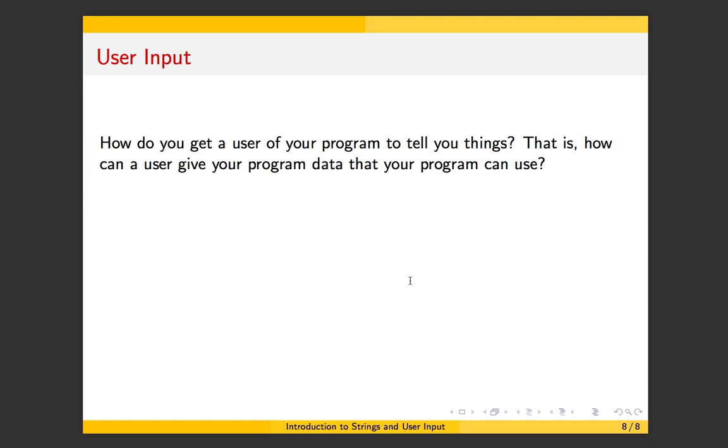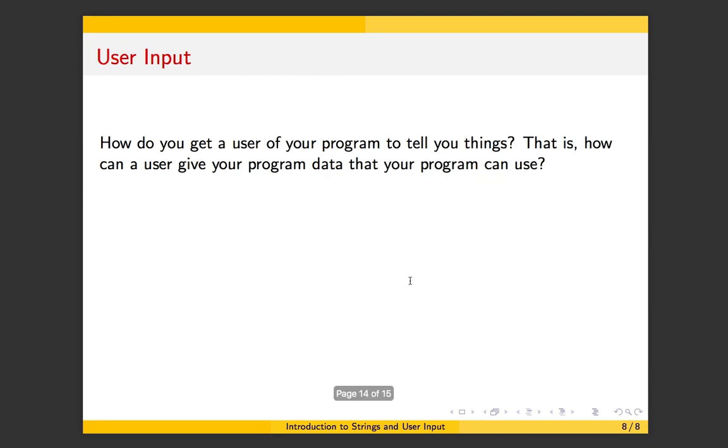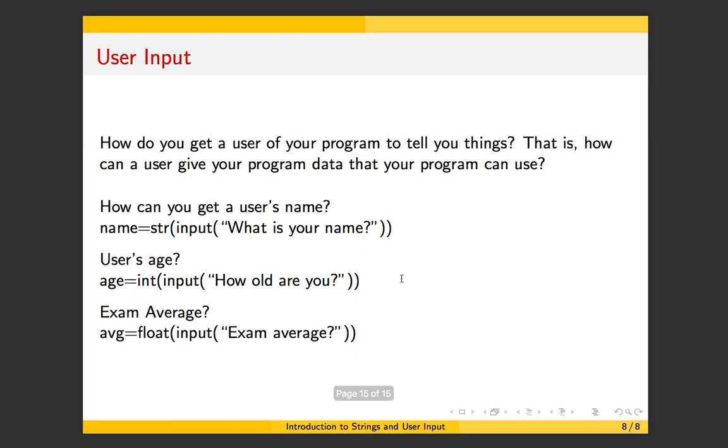Okay, so that's it with strings for this video. We can now do those 5 things. Now let's move on to how you get input from a user. So the question here is, how do you get a user to tell you something? How can you have a user type something on their keyboard, hit enter, and now the program has that information? And the answer is like this.